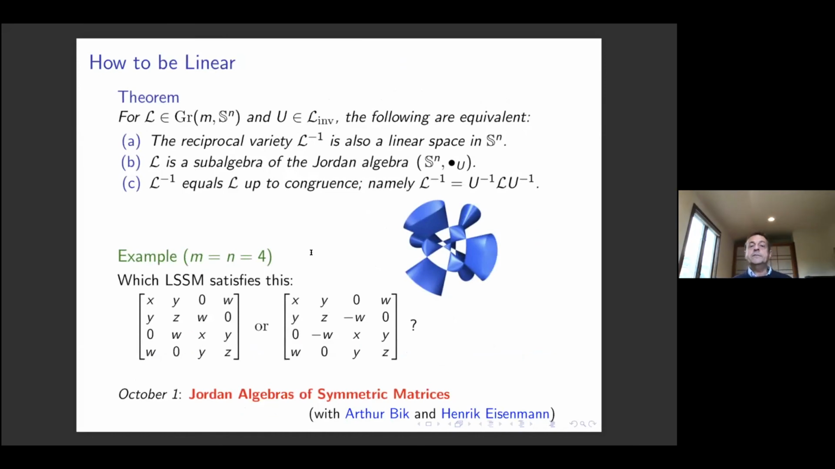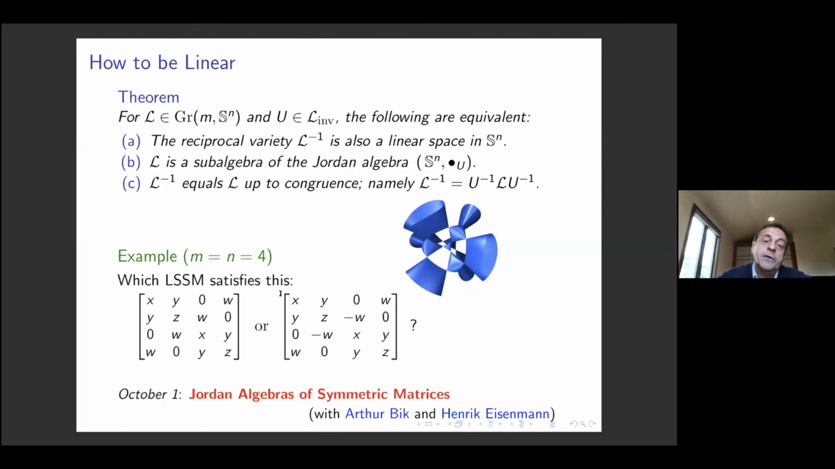One theorem from our paper. If L is a linear space of symmetric matrices and U is an invertible matrix, then the following three conditions are equivalent. The reciprocal variety is again a linear space. L is a Jordan algebra inside Sn. And if that holds, then L inverse is actually equal to L up to congruence. So to be precise, we have this relation. It's not so easy at first glance to check whether this is the case.